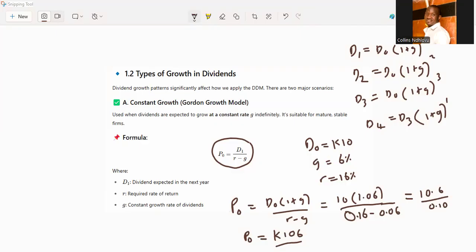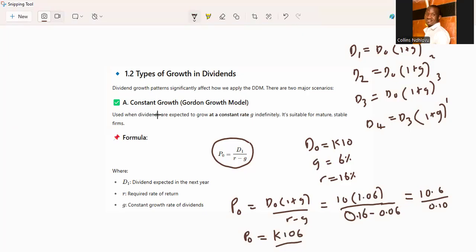So when you hear that a company just paid, just know that the dividend now is actually D0. If you hear that the company will pay 10 kwacha in the following year, that is D1. So this is how we use these models to calculate the value of stock now. All right. So let's look at another example evaluating the values of stock.